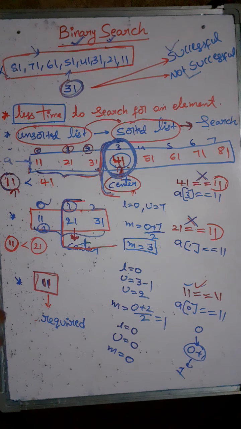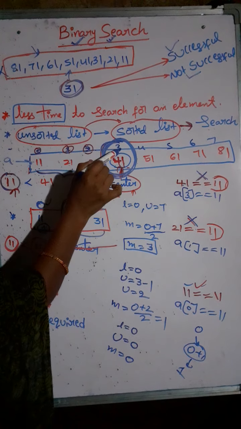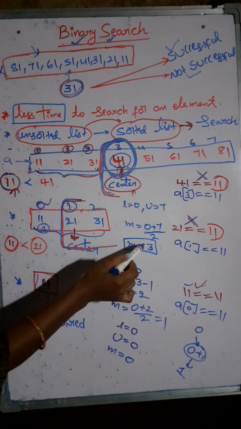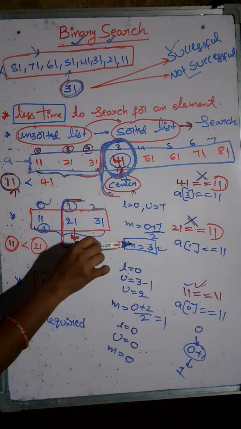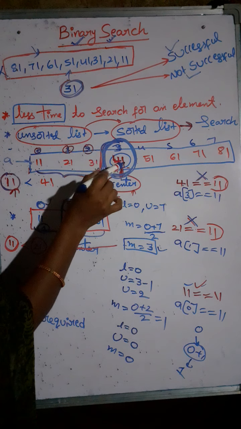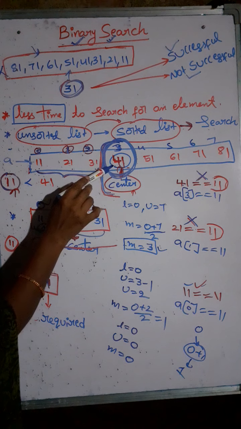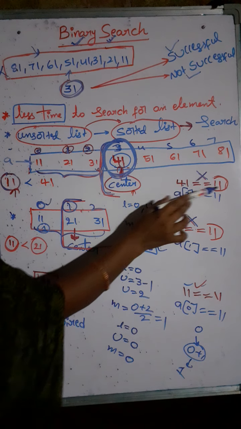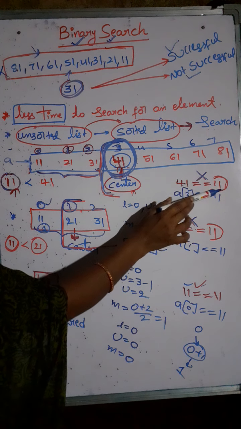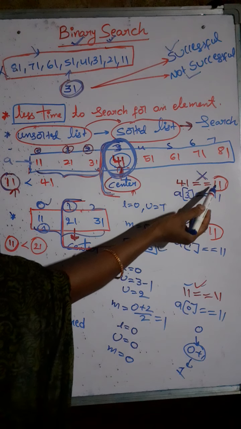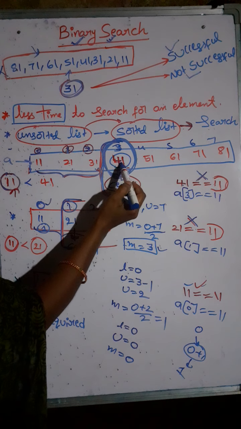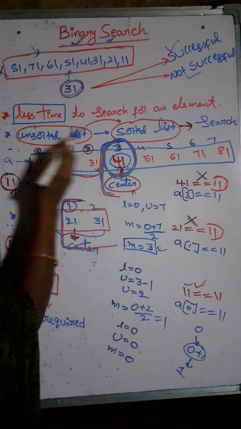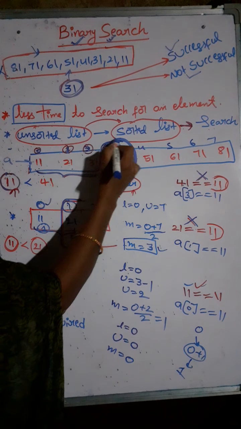So, first, what should we do? We should find the middle index. I have found the middle index. Then after finding the middle index, we should check the element at the middle index. What is the element at the middle index? 41. Is it equal to the required element? No. But if you observe, the required element is less than this element. That means the required element will be on the left hand side. So we should not consider the right hand side.